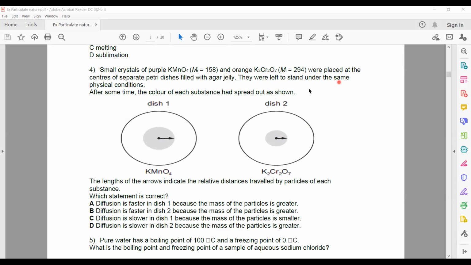They are left to stand under the same physical conditions. Same physical conditions means the temperature remains the same. After some time, the color of each substance has spread out, like you can see for KMnO4 and K2Cr2O7. The length of the arrow indicates the relative distances traveled by particles of each substance. Which statement is correct?